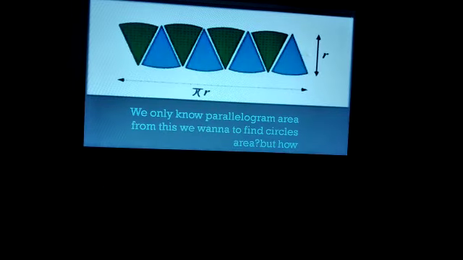Since you only know about the area of the parallelogram, you have already studied it in my previous videos, along with the area of rectangle and area of parallelogram. Base into height is the area of the parallelogram. From this concept, how will we derive the formula for the area of circle? Let us imagine. It is a little bit difficult, I know.